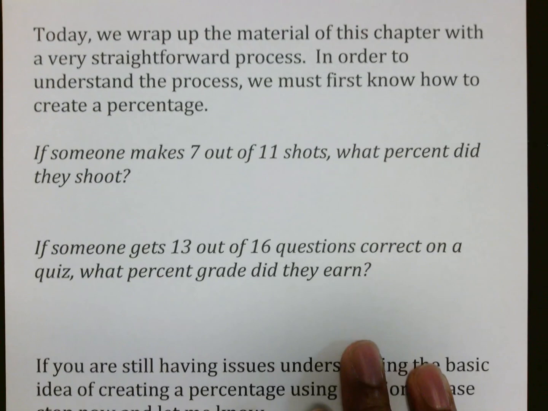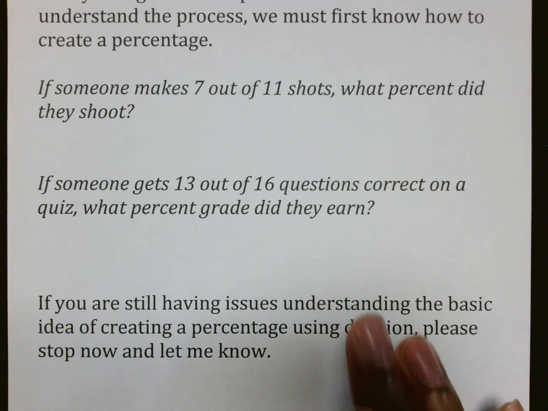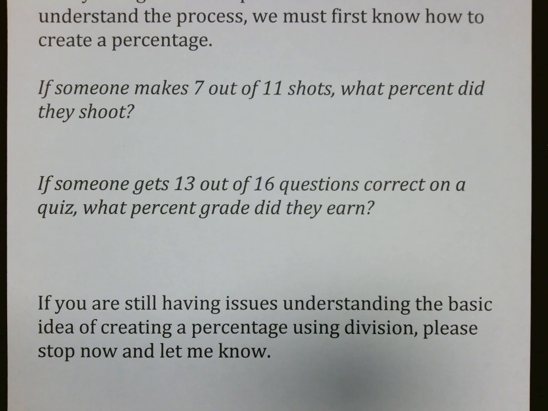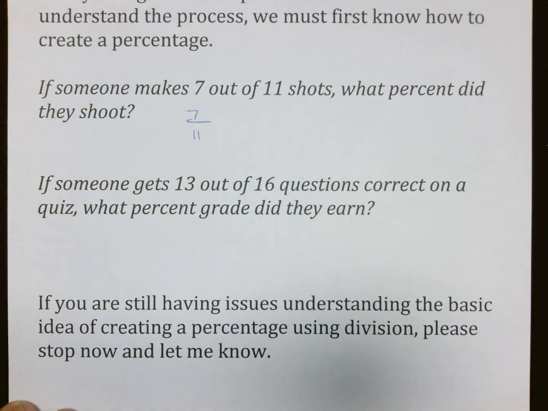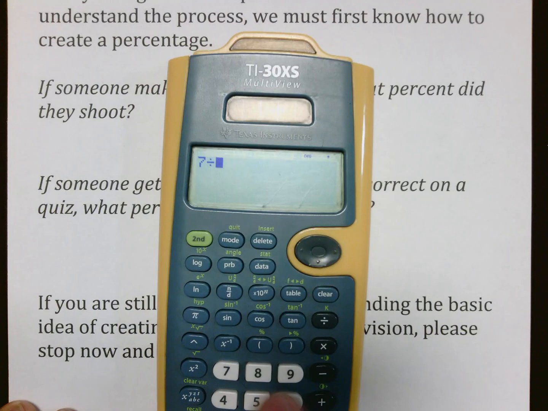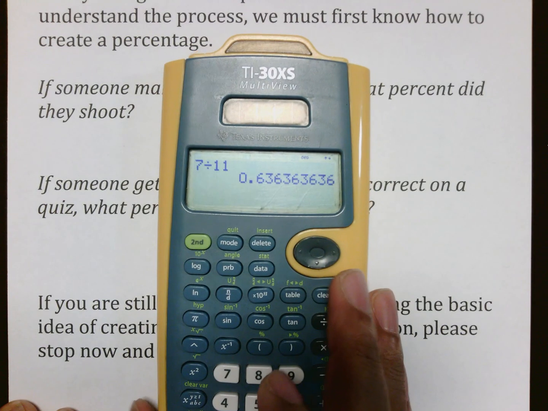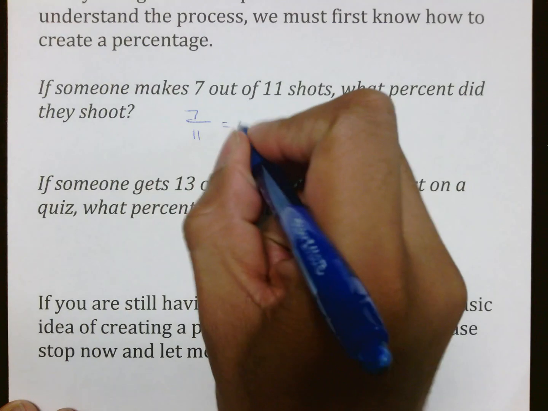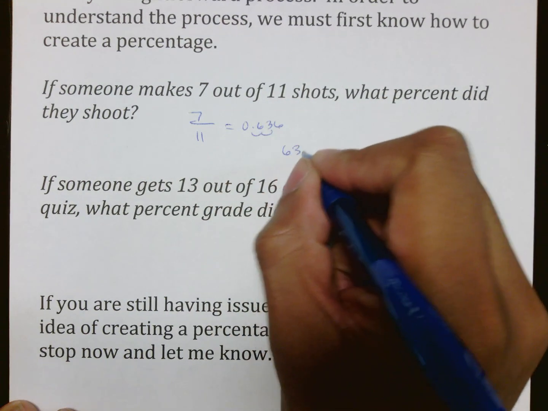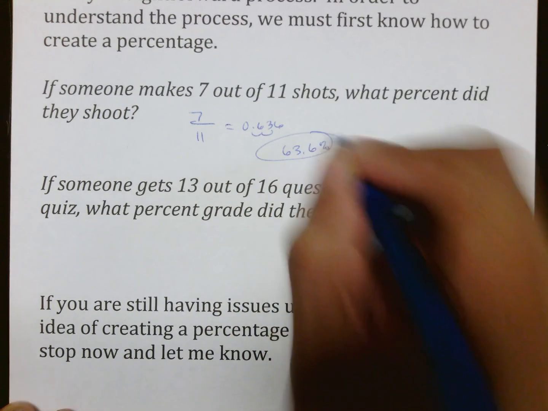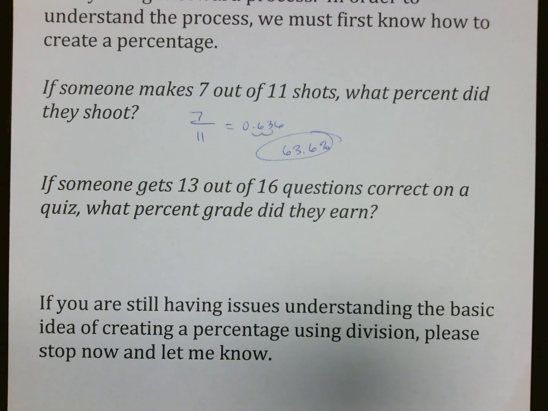If you see a statement that someone made 7 out of 11 shots and you want to know what percentage they did, we pretty much take the part, which is 7, divided by the whole, which is 11, and you simply divide 7 by 11 and convert that into a percent. This is 0.636, which if we move that decimal 2 spots is 63.6%.